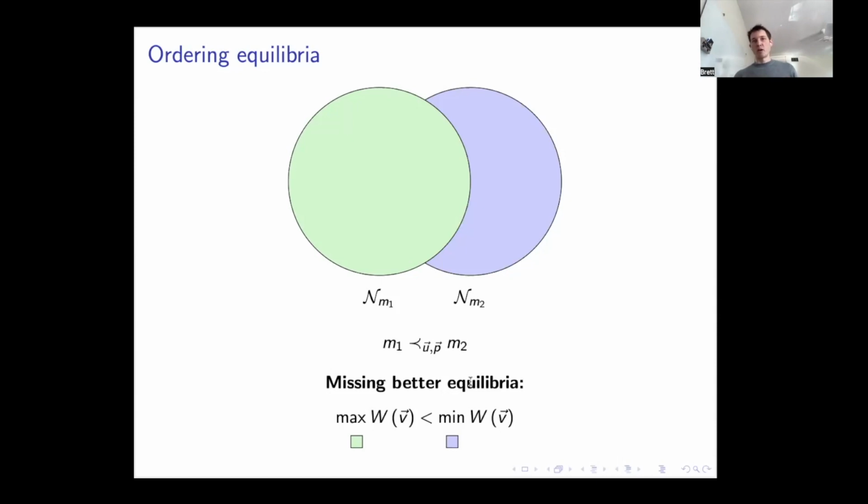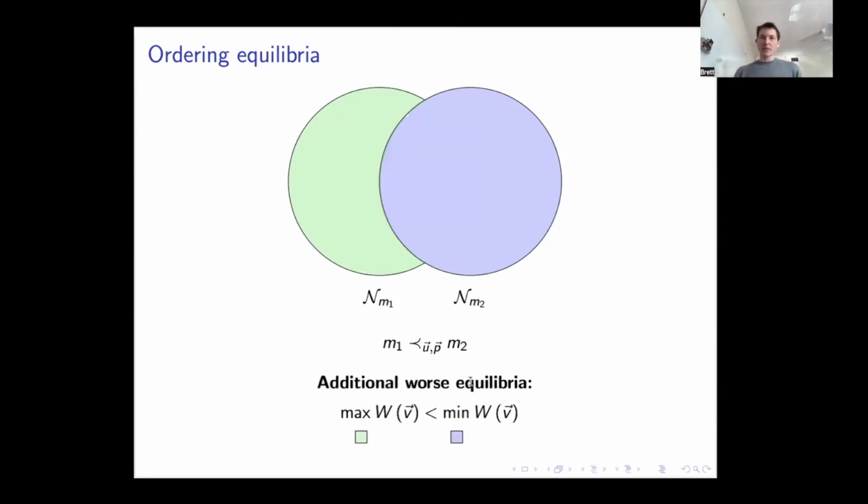But this should be, hopefully, uncontentious, though a little funny to say: if you have the equilibria in this green circle, and you say, actually, I'm going to move to mechanism two, which gives me some additional things, and the worst new thing that I get is better than the best old thing that I had, right? Then I should move over, right?